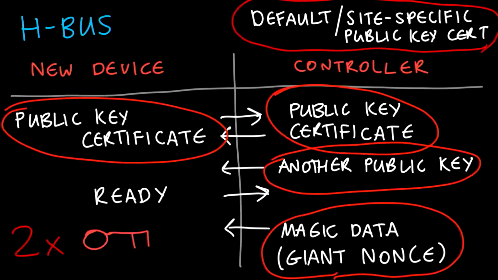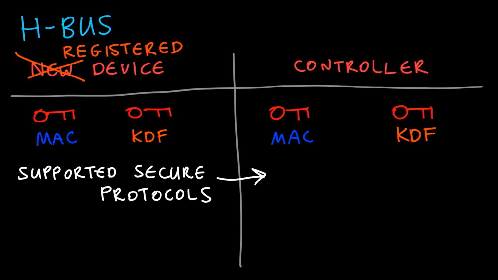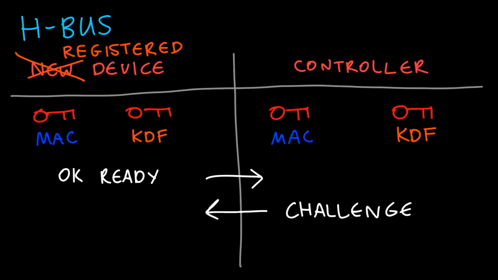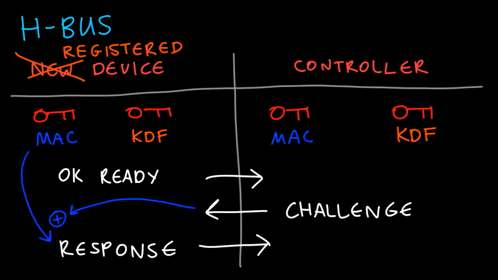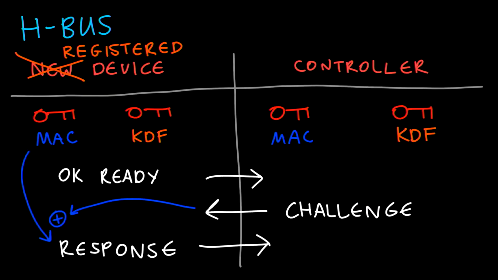More things happen, and we end up with a set of keys. Now this device is registered, we can say that we want to start an actual data transmission protocol. We can then use these keys to prove that we can respond to a challenge, and then we can use all of these keys to exchange data. So, that was out of order.